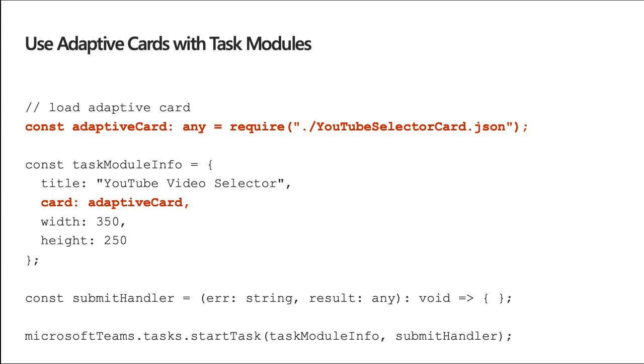Another difference with adaptive cards is the parameter of the callback method that's defined when invoking this task module with the startTask method. The values of all the input controls defined in the adaptive card are returned in a single result object in the callback method that's passed back.